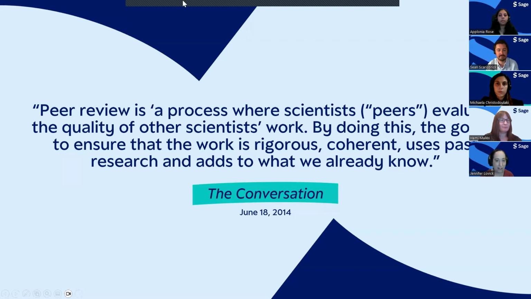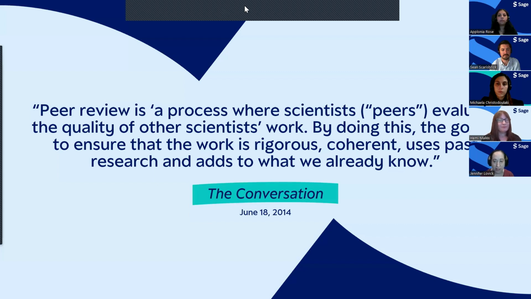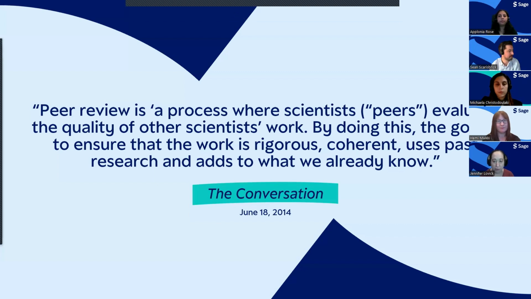Great. Thank you, Sean. So I'd like to start with a definition of peer review. Peer review is a process where scientists or peers evaluate the quality of other scientists' work. By doing this, the goal is to ensure that the work is rigorous, coherent, uses past research, and adds to what we already know. The process of peer review is an integral part of publishing one's research and absolutely essential to ensuring the quality of research published and added to the research record.